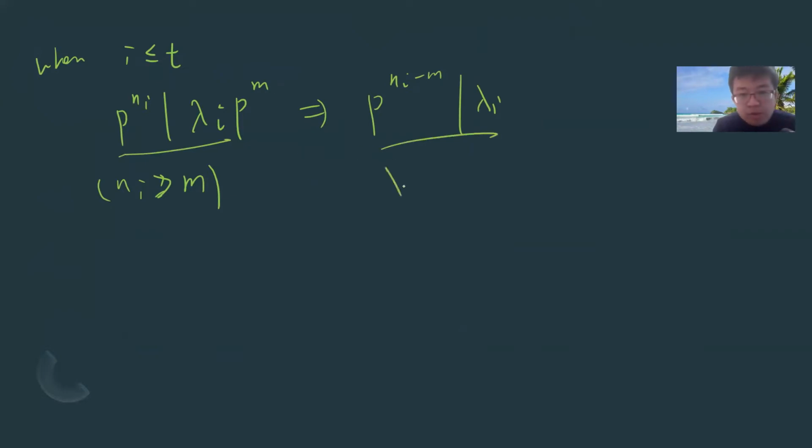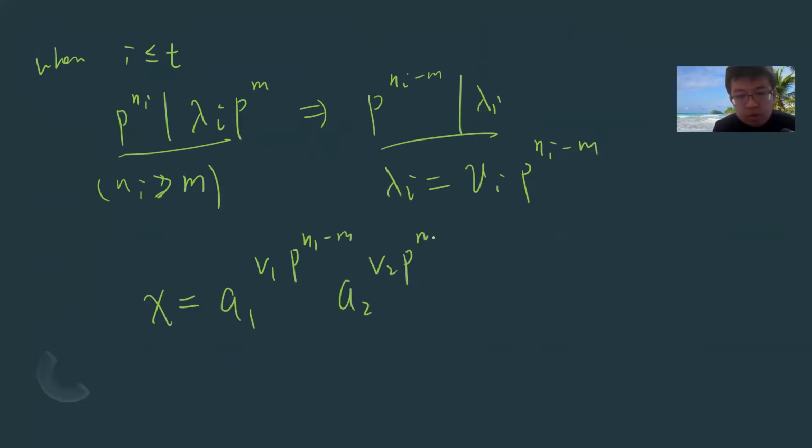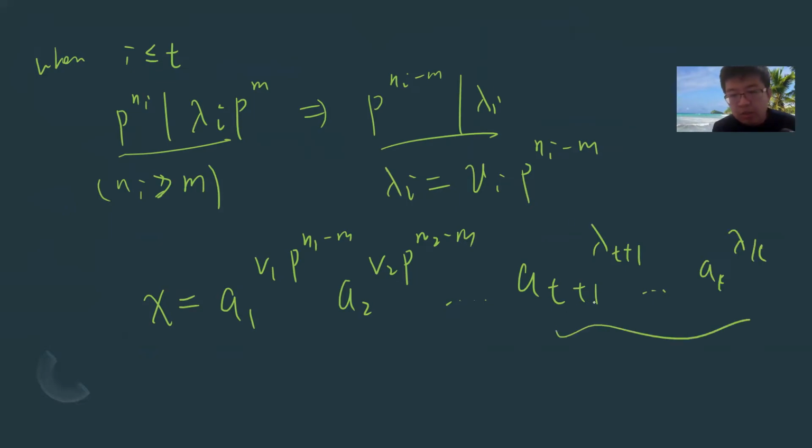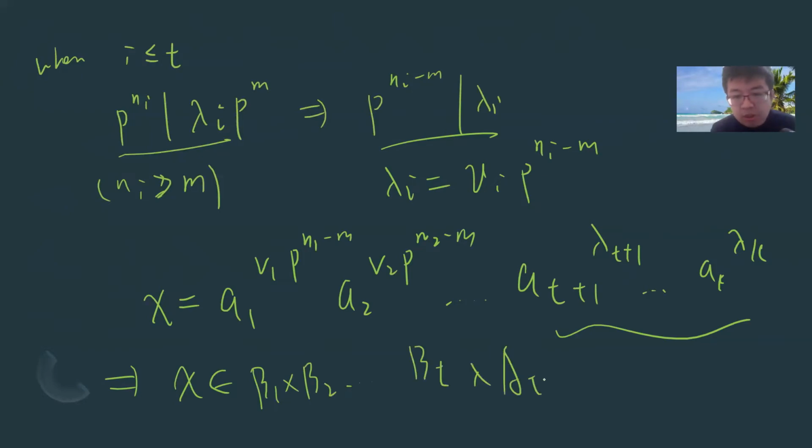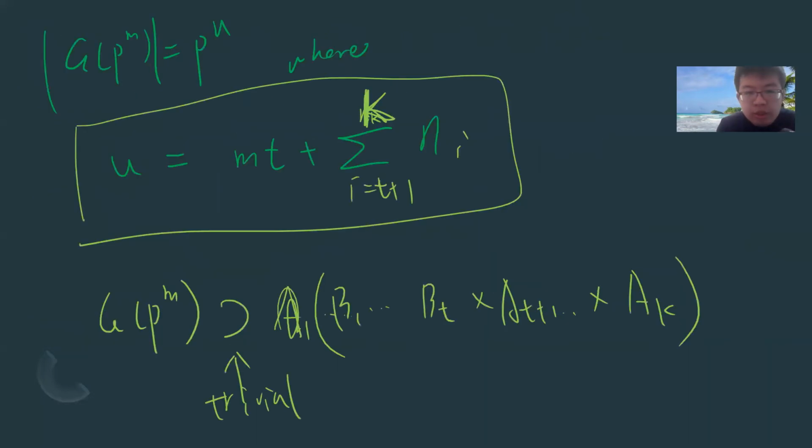Okay, then you prove everything, right? You then denote the a_i to be, let's say, b_i p to n_i minus m. Okay, then your x equals a_1 b_1 p to n_1 minus m, a_2 b_2 p to n_2 minus m, and up to a_t plus 1 lambda_t plus 1, up to a_k lambda_k. And in this case, all the lambdas can be chosen arbitrarily. Okay, but in this case, you just tell me that x belongs to B_1 cross B_2 up to B_t, A_t plus 1 up to A_k. Okay, done. And then you take the order, then you get this equation.